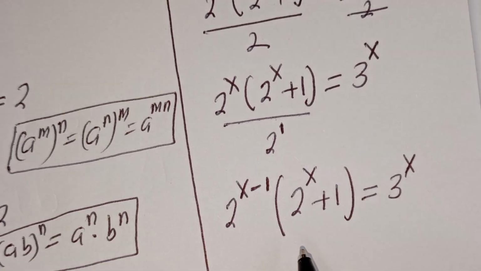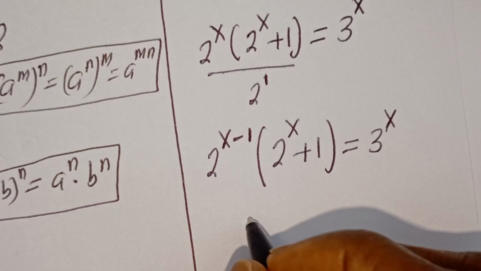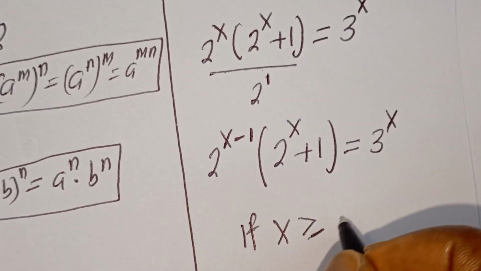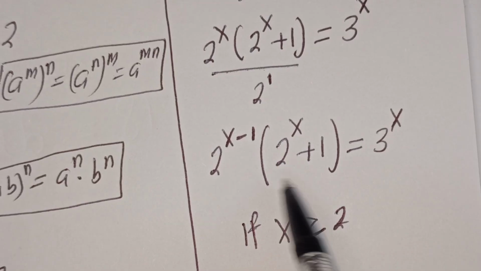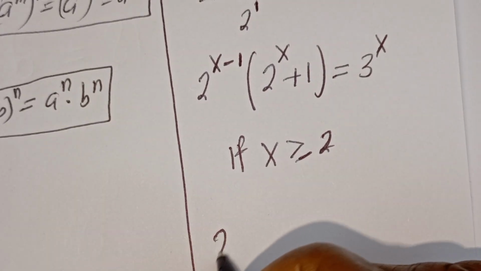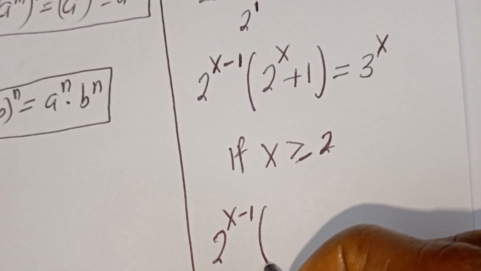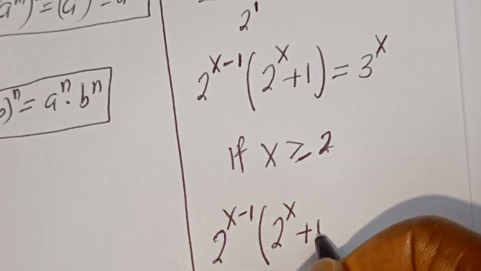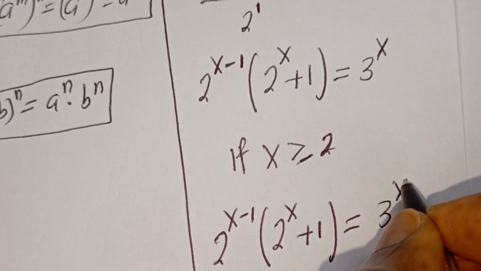Now at this point, we want to test if x is greater than or equal to 2. So we can test from here if x is greater than or equal to 2. Then we have 2^(x minus 1) bracket 2^x plus 1 is equal to 3^x.